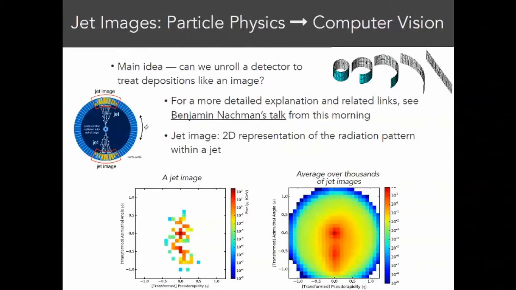Jet images are essentially a way where we can unroll a detector and all the depositions that we see within it into a 2D grayscale image. For a much more detailed explanation of this, I highly encourage you to consult Ben's talk from earlier this morning. There are a lot of little details and unique characteristics of jet images, but they are physically motivated, and we are essentially looking at a 2D pattern of radiation within a jet. As you can see here, these don't look like natural images, and to model these very well, we have to do some tips and tricks from an ML side just to make things work out.